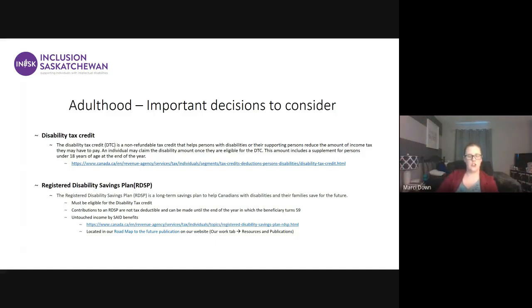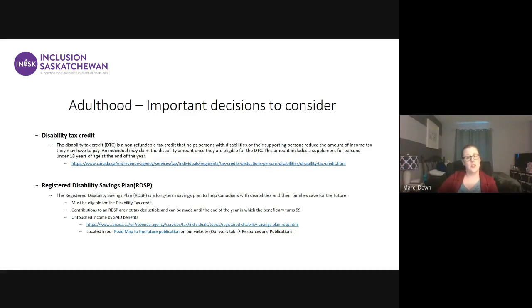And the Registered Disability Savings Plan, the RDSP. It's a long-term savings plan to help Canadians with disabilities and their families save for the future. So it's essentially a retirement plan for people with disabilities. You can contribute to the RDSP until you turn 59, or the beneficiary turns 59, and it's not tax deductible. And the money is untouchable.